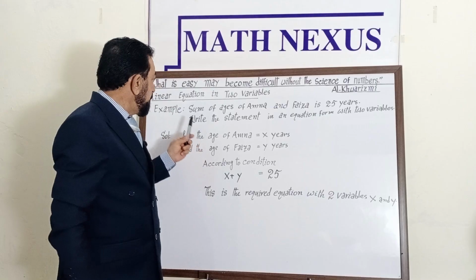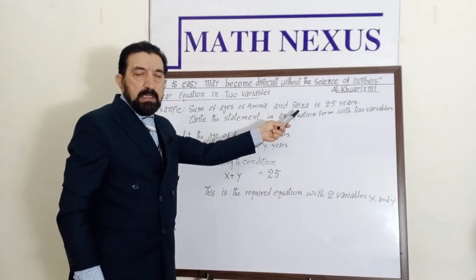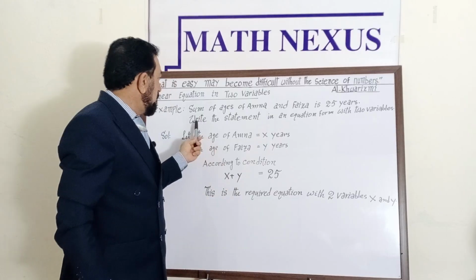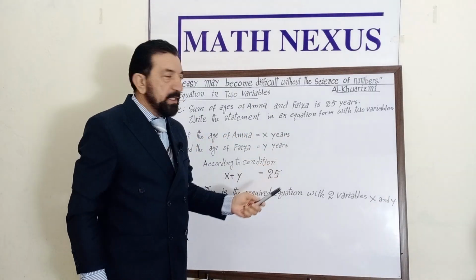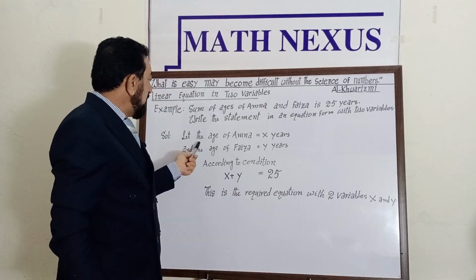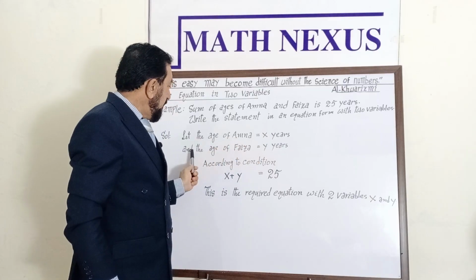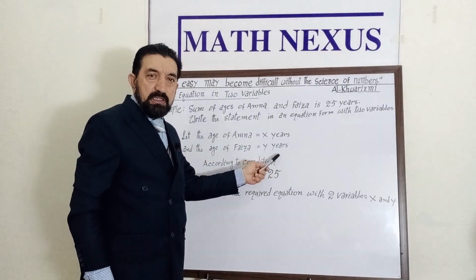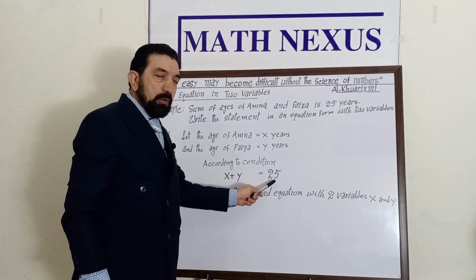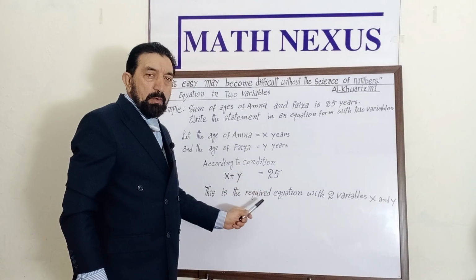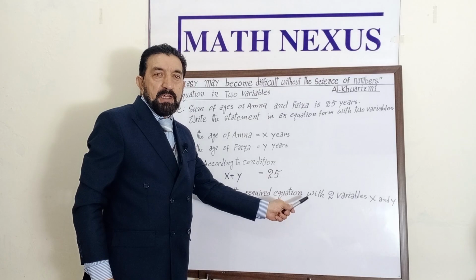Look at the example. The sum of the ages of Amna and Faiza is 25 years. Write the statement in equation form with two variables. Solution. Let the age of Amna be x years and the age of Faiza be y years. Now according to the condition, x plus y equals 25. This is the required linear equation in two variables x and y.